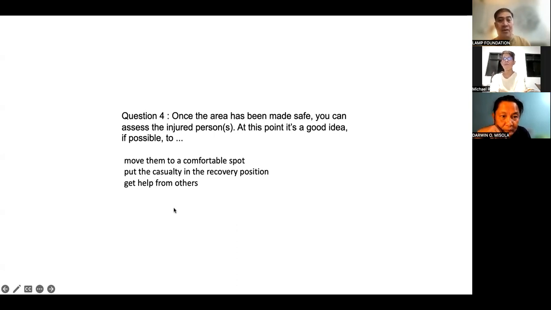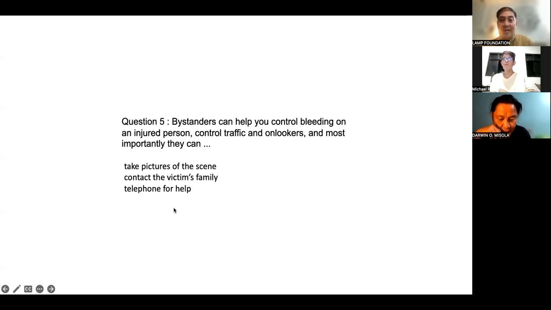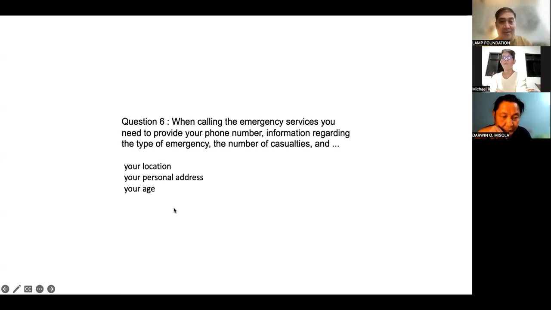At this point, it's a good idea, if possible, to get help from others. Great. Bystanders can help you control bleeding on an injured person, control traffic and onlookers, and most importantly, they can telephone for help. Okay, may marami ng cellphone. When calling the emergency services, you need to provide your phone number, information regarding the type of emergency, the number of casualties, and your location.